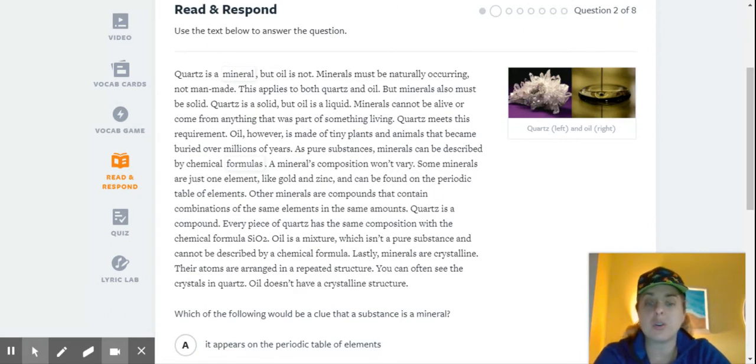Lastly, minerals are crystalline. Their atoms are arranged in a repeated structure. You can often see the crystals in quartz. Oil doesn't have a crystalline structure.